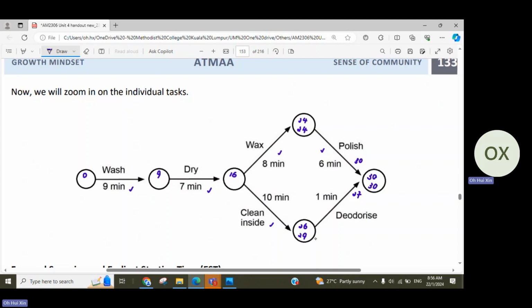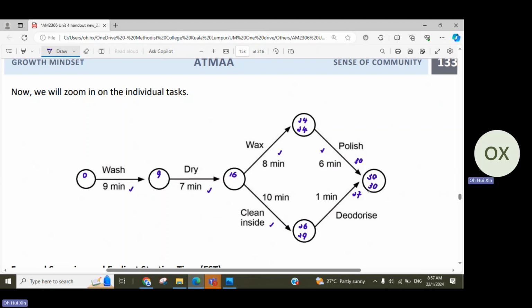Remember this: when you are doing forward scanning, you finish your forward scanning first, and only then do your backward scanning for your LST. So for backward, you must look from the ending until the starting. Whatever you wrote for your EST no longer relates to your LST.